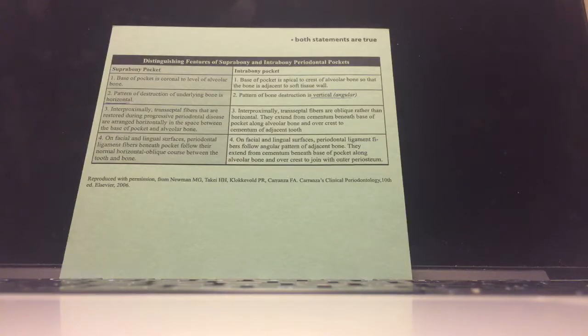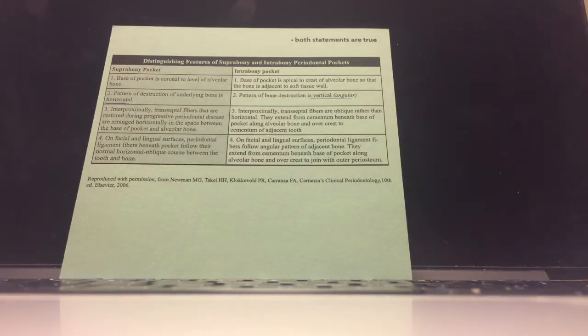Three. Interproximally, transeptal fibers that are restored during progressive periodontal disease are arranged horizontally in the space between the base of the pocket and alveolar bone. Again, interproximal transeptal fibers that are restored during progressive periodontal disease are arranged horizontally in the space between the base of pocket and alveolar bone.